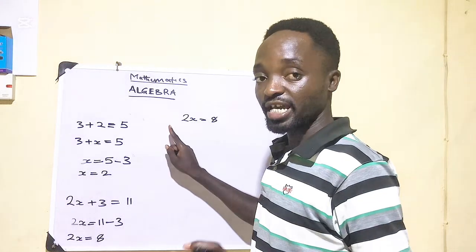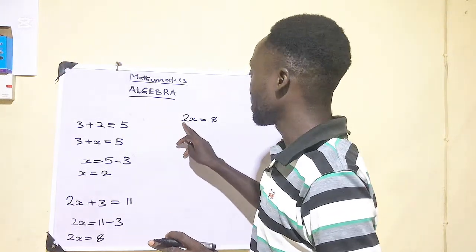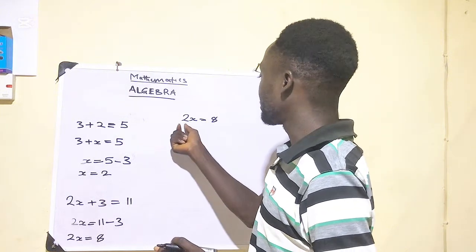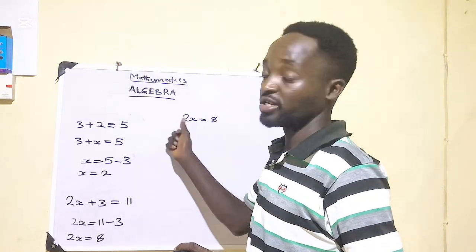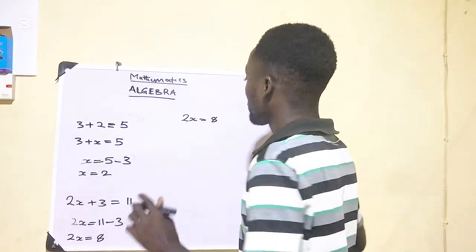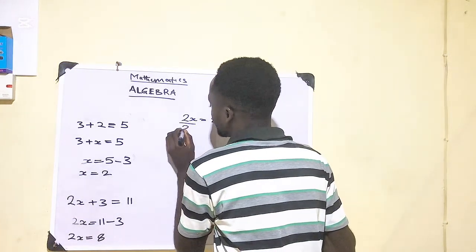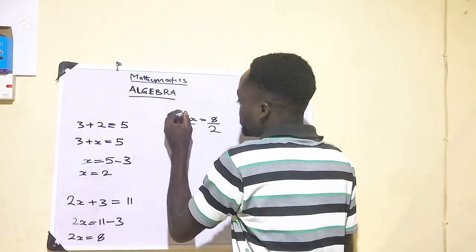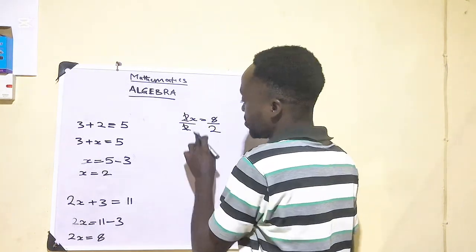Remember, I said I want only x to stand on its own, so I also have to find a way of getting this 2 out of this x. How do I do it? You can see that the x is attached to the 2 by multiplication. So if I want to remove this 2, what I'll do is divide both sides by 2. So all over 2 here will also be all over 2. From here, this 2 will cancel this 2, so that I'll only be left with x here.